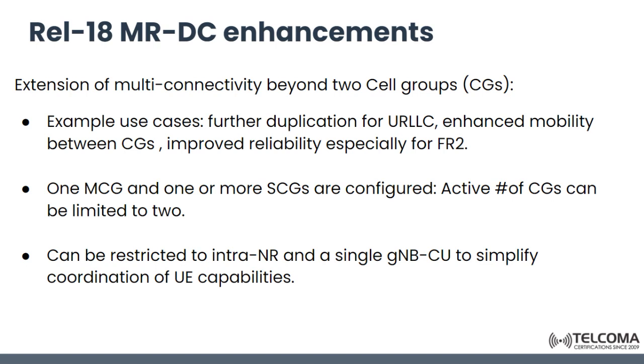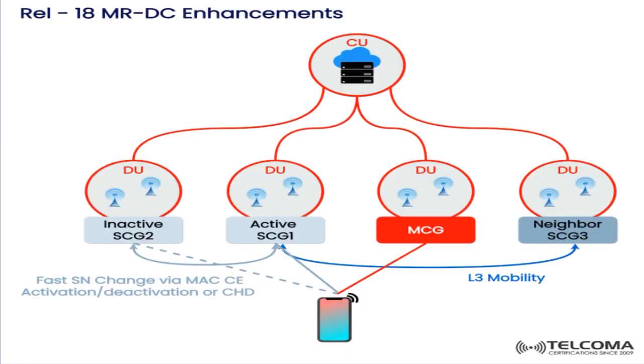One master cell group and one or more secondary cell groups are configured. That means the number of cell groups can be limited to 2. And it could be restricted to intra-new radio or a single gNB-CU so that it can simplify the coordination of different UE capabilities. This is MRDC enhancements. So it has inactive secondary cell group 1, 2, the master cell group and the neighbor one connected to the CU.